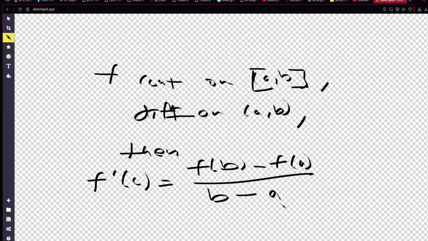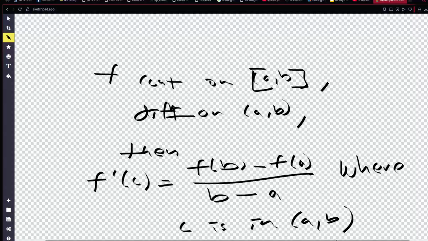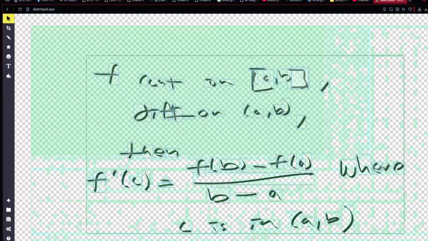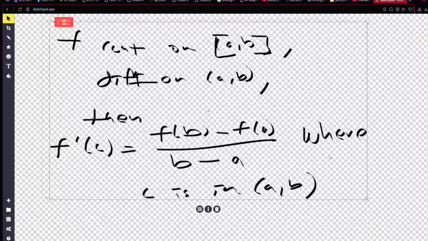So what does it state? Where C is in the interval AB. So what does this state? This means that there must be a point within that AB interval where the instantaneous rate of change is equal to the average rate of change. Physics students know what I'm talking about. And if you don't understand, we'll do it graphically.